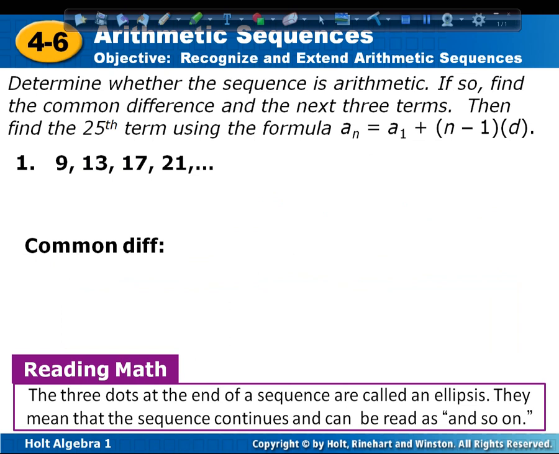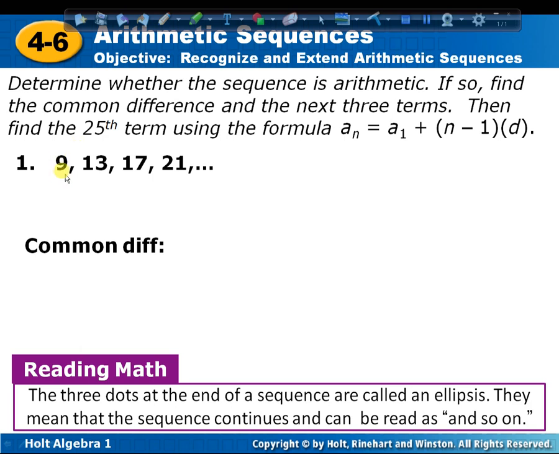Alright, go ahead and write down number 1. This is our first sequence. It says 9, 13, 17, 21, and then dot, dot, dot. And our directions say determine whether the sequence is arithmetic. If so, find the common difference and the next 3 terms. Then find the 25th term using the formula. And we'll talk more about that formula here in just a minute.